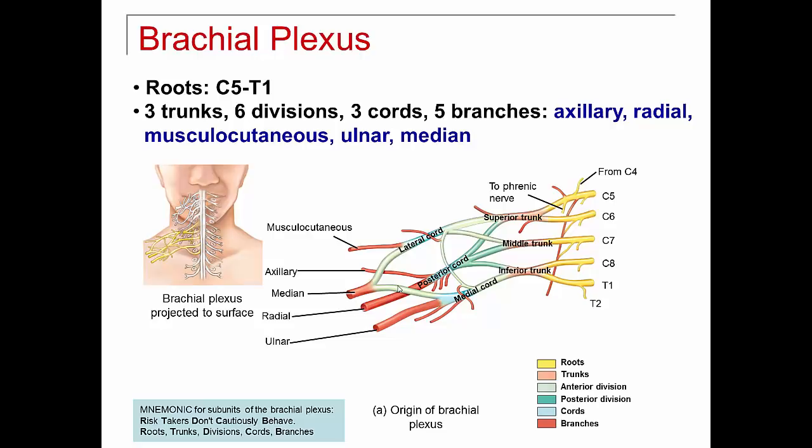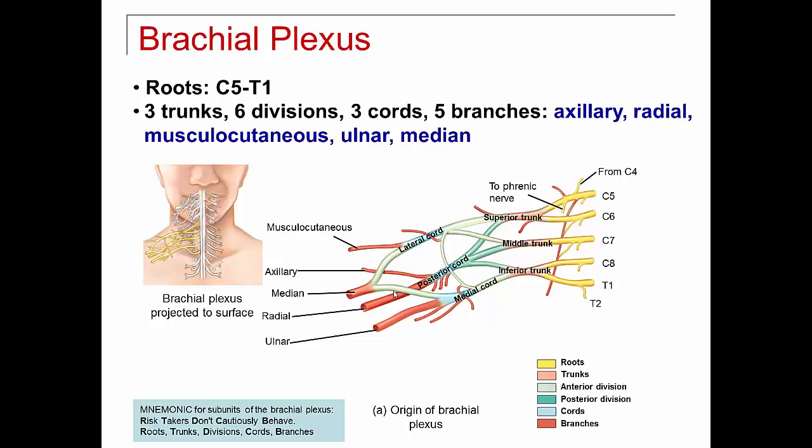These branches are the axillary nerve, the radial nerve, the musculocutaneous nerve, the ulnar nerve, and the median nerve. Each supplies a different area, and as with most nerves, the name of the branch or the peripheral nerve indicates the structures that it innervates. So the axillary nerve innervates the deltoid and the teres minor muscles, which are muscles of the shoulder that are involved in arm movement. The radial nerve supplies muscles on the posterior aspect of the arm and the forearm.